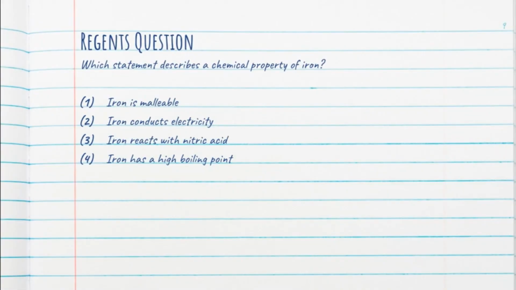Which statement describes the chemical property of iron? So from the answer choices, the key word signaling a chemical property is reacts with. The other choices describe physical properties, so the answer is choice 3.